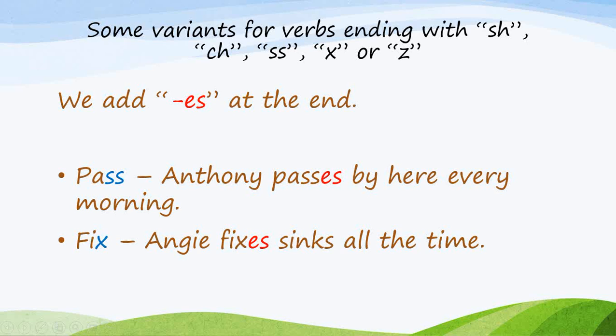Now with the verb fix. Angie fixes sinks all the time. As we can see, the name Angie is the personal pronoun she. That's the reason why we have to add es at the end of the verb fix that ends with the letter X.